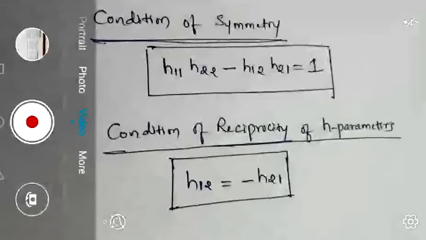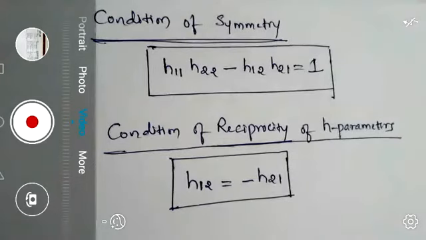Next, second case we took I1 equal to 0. I1 equal to 0 means port 1 is open circuited. Then we substituted I1 equal to 0 in equation 1. We got the parameter H12. H12 is the ratio of what? V1 by V2 because of I1 equal to 0. Hence the parameter H12 is called open circuit reverse voltage gain.